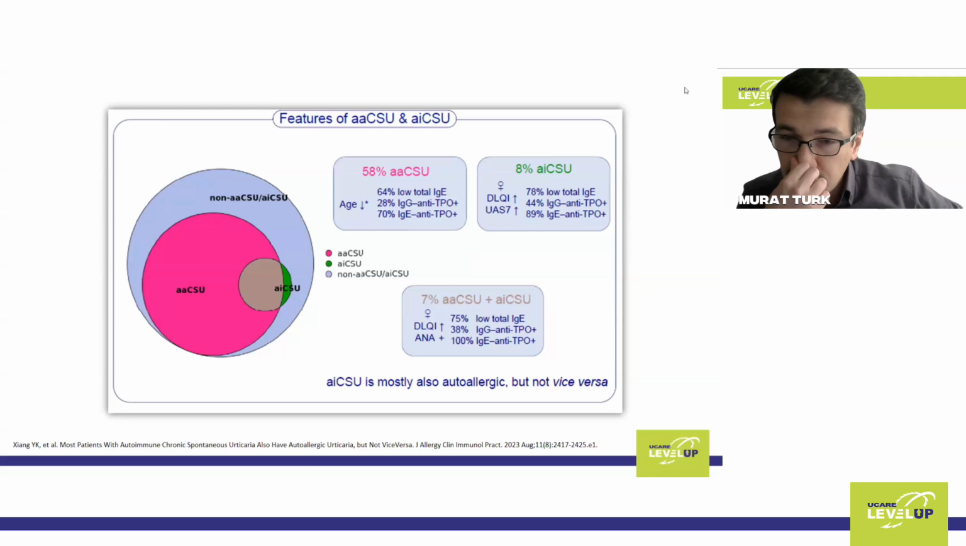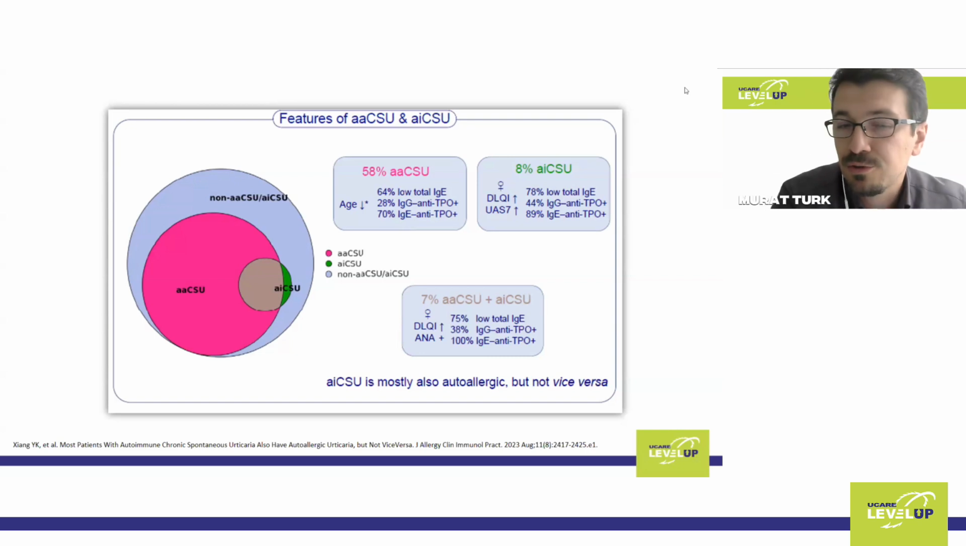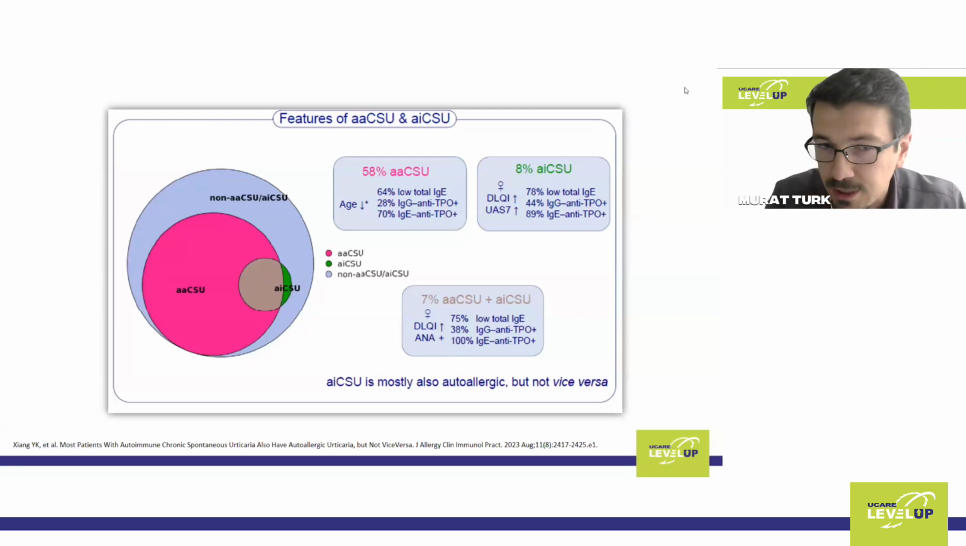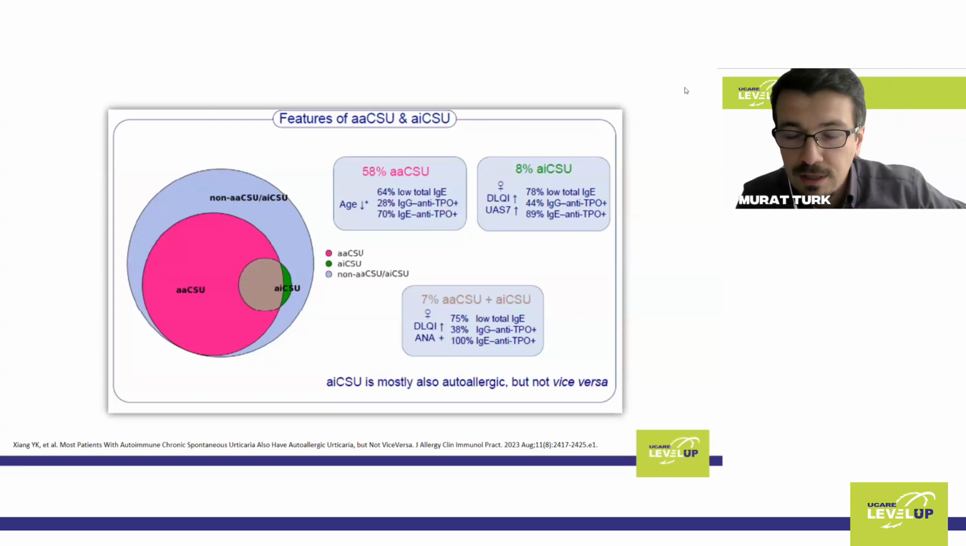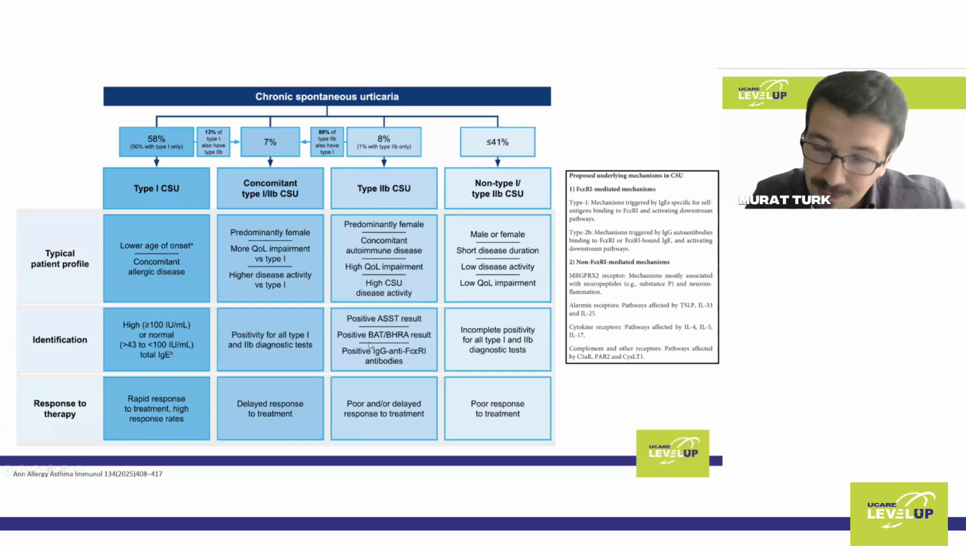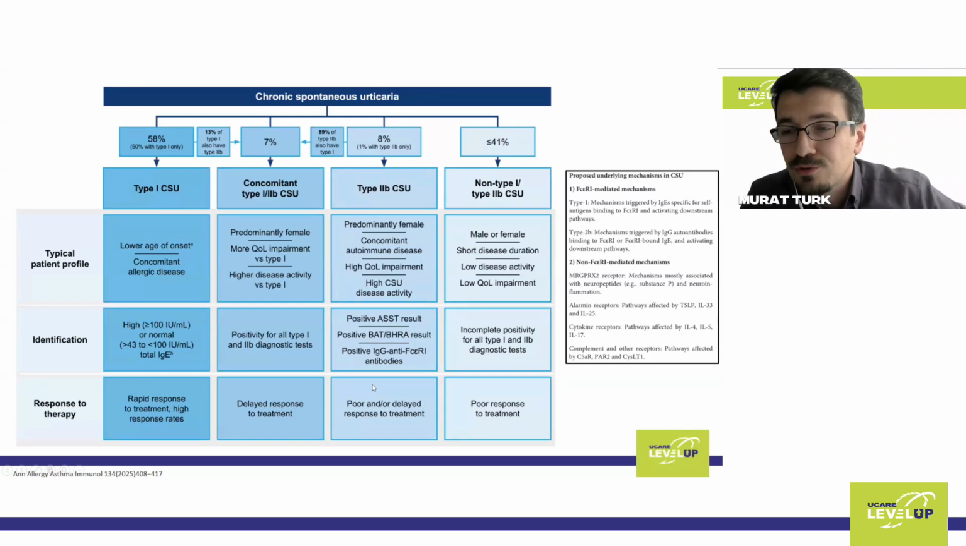Is it possible to have type 1 and type 2b at the same time? Yes, it's possible. Most of our patients with autoimmune urticaria also have autoallergic urticaria, but it's not the same the opposite way. Some of the patients with autoallergic urticaria have the autoimmune endotype as well. Again, we have type 1 with high numbers of IgE, with rapid response to anti-IgE treatments. We have type 2b, they mostly have a positive basophil test, and unfortunately they generally have poor response to anti-IgE treatments. This is the gray zone. This is the zone that we don't know, and this is nearly half of our patients. It comprises half of our patients.